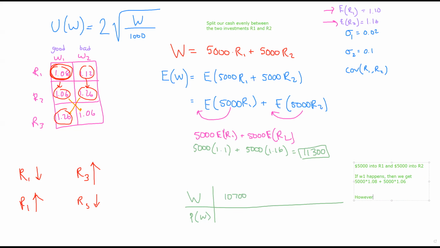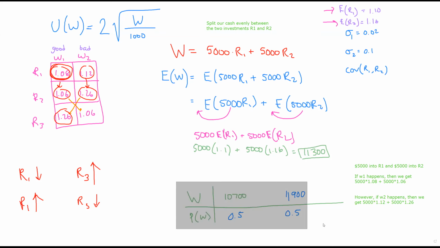However, if W2 happens, then we get 5,000 times 1.12 plus 5,000 times 1.26, which comes out to be, I'm going to say, 11,900. Let's see if I'm right. Yeah, 11,900. And then this is 0.5 and this is 0.5.